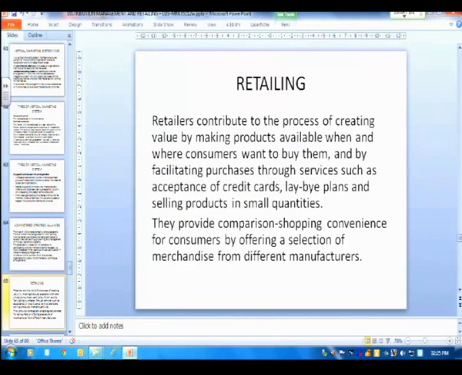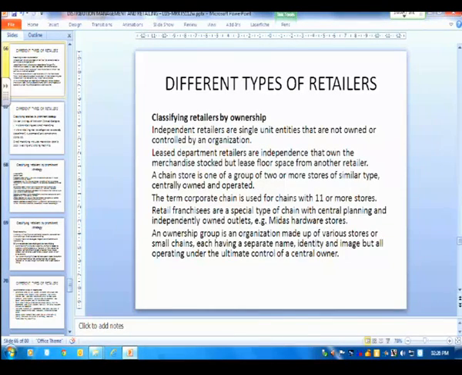Retailing. Retailers contribute to the process of creating value by making products available when and where consumers want to buy them, and by facilitating purchases through services such as acceptance of credit cards, lay-by plans, and selling products in small quantities. They provide comparison shopping convenience for consumers by offering a selection of merchandise from different manufacturers.